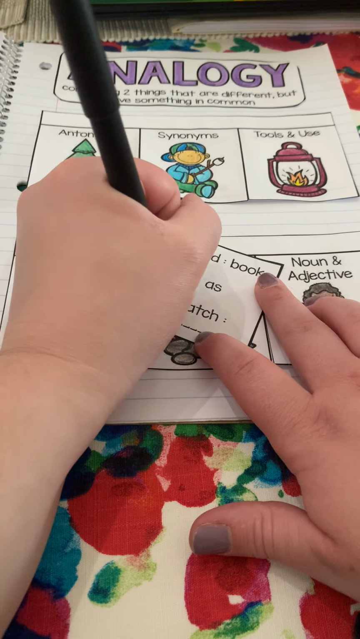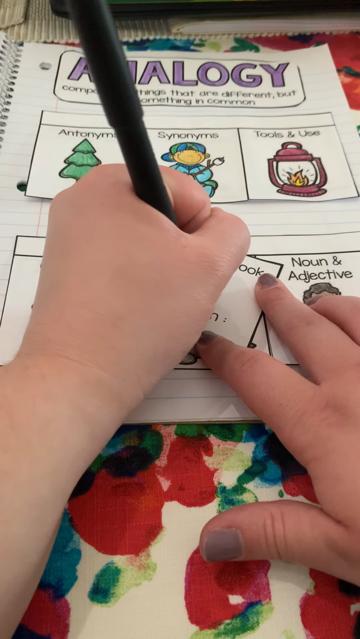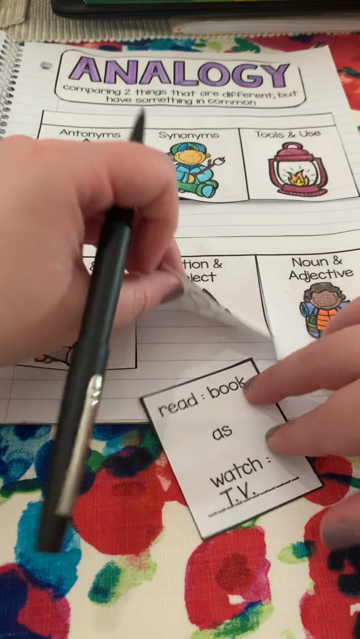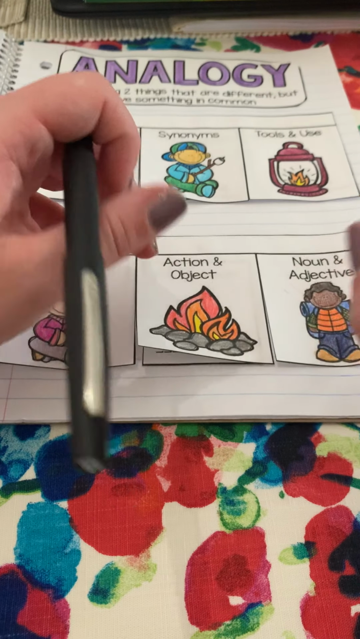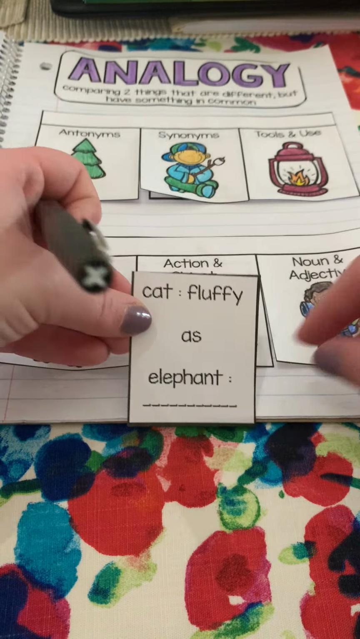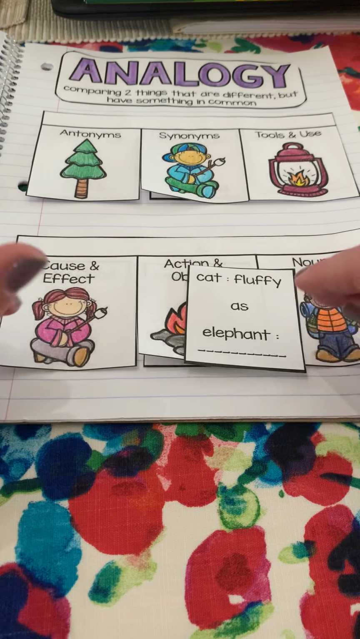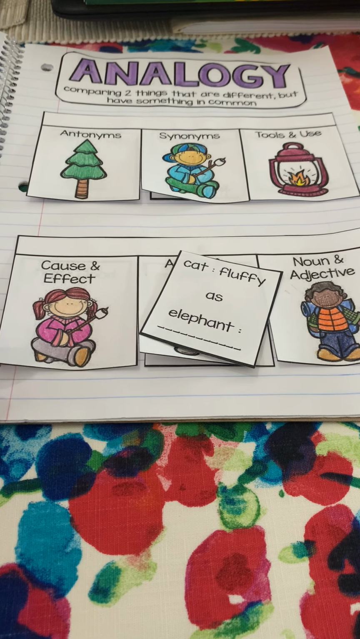Let's put a TV. So you read a book and you watch a TV. That's how you can compare those two things. And then the last one is a noun and an adjective. So a cat is to Fluffy, so you can call a cat Fluffy. As elephant is to, so you need to come up with an adjective to describe an elephant.